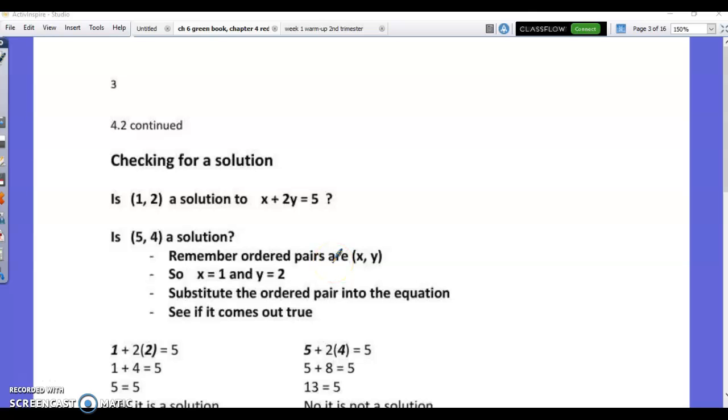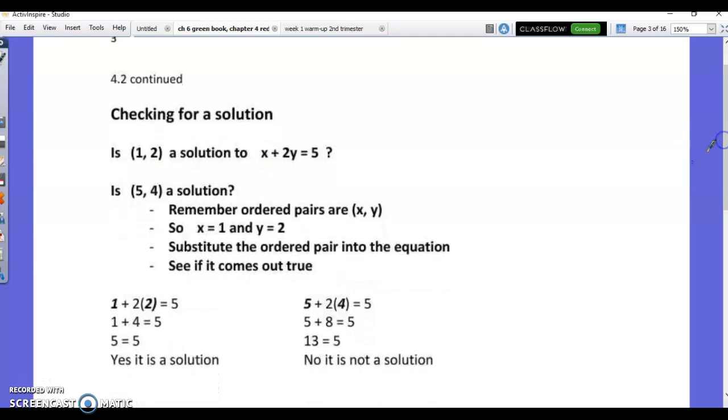Okay, this section covers checking for solutions of a linear equation. These are in standard form. They can be in slope-intercept form or function form, as we talked about the other day. So in this particular problem, we're going to use this equation and check to see if (1, 2) is a solution and if (5, 4) is a solution.